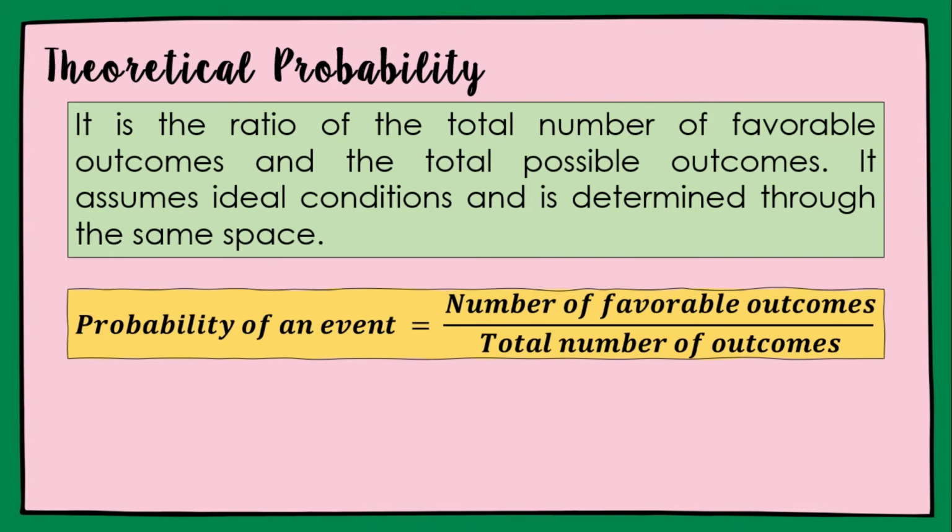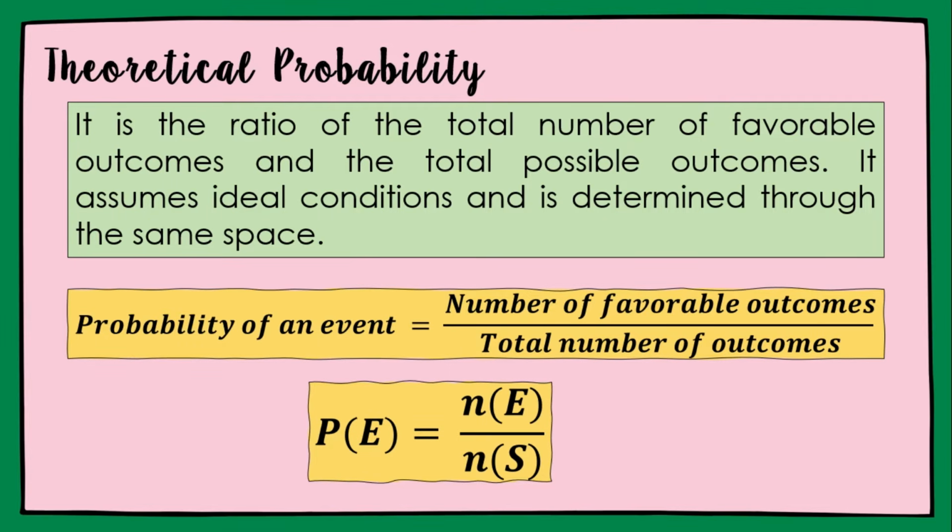The probability of an event is equal to the number of favorable outcomes divided by the total number of outcomes, or P(E) = N(E) / N(S), where N(E) is the number of ways the event E can occur, and N(S) is the total number of possible outcomes. And of course, the total number of possible outcomes is also the sample space.